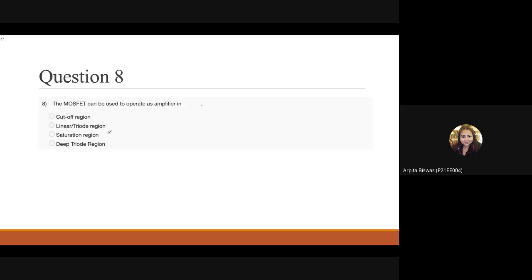So next question, the MOSFET can be used to operate an amplifier in cutoff region, linear region, saturation region, or deep triode region. Ma'am, saturation region, ma'am. Yes, saturation region.